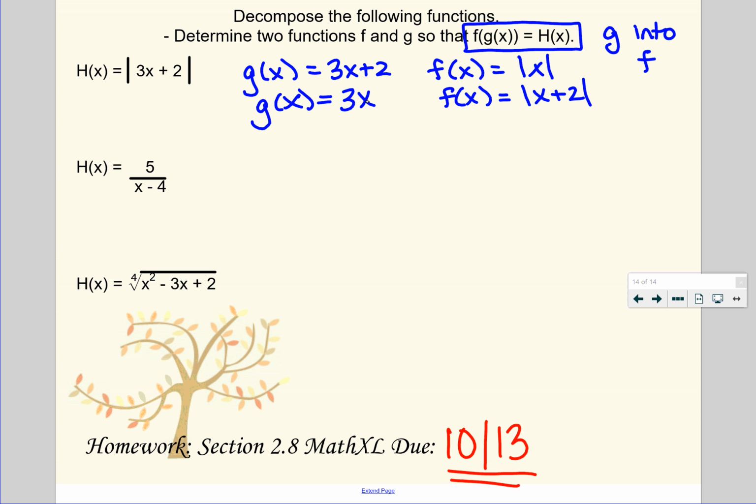All right, try the 2 at the bottom with somebody near you. Try to find a way that you can plug a G into an F and get this answer. Go ahead.